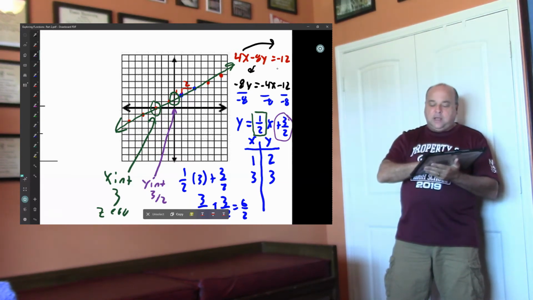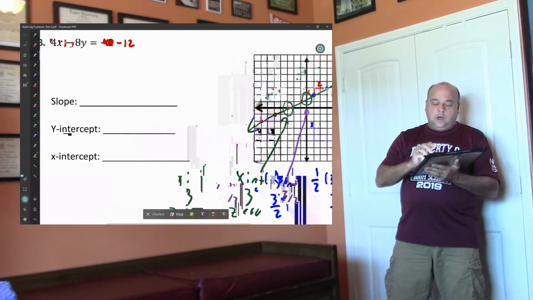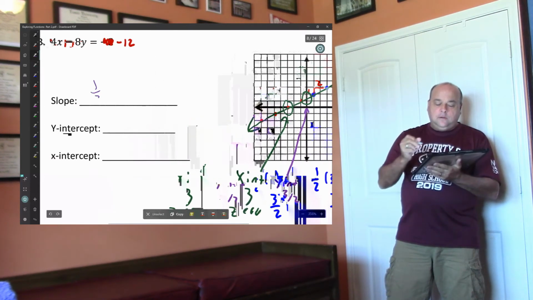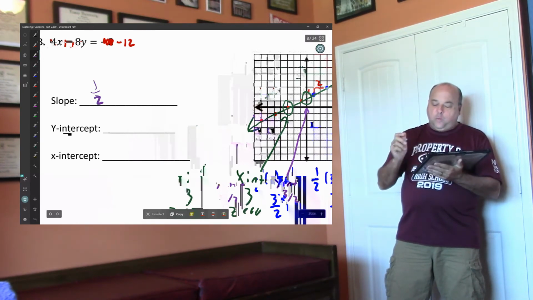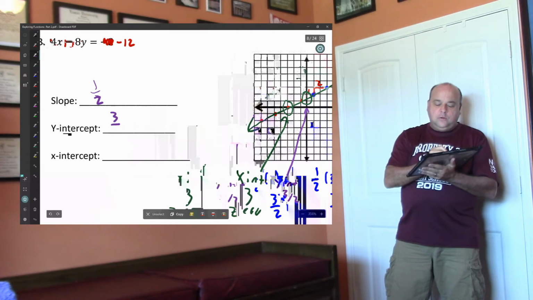Now then, let's go to the left. The slope of the line is 1/2. Jiminy Crickets. Okay, the y-intercept was 3 over 2.